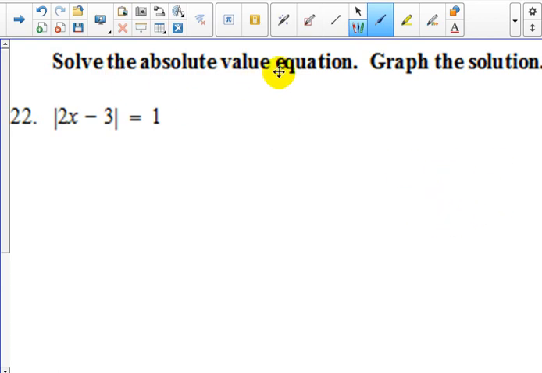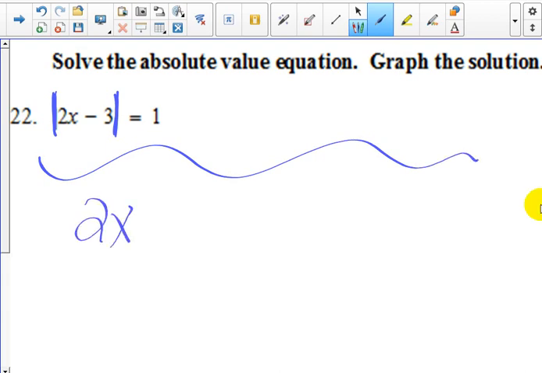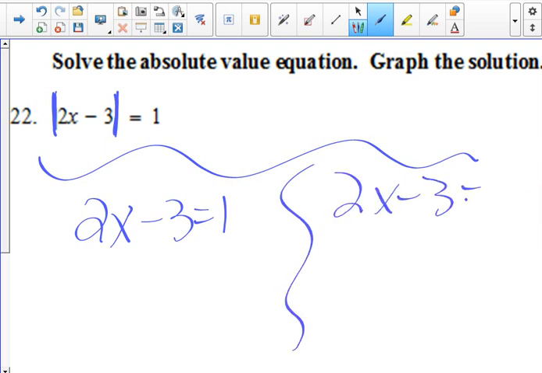22 says solve the absolute value equation, graph the solution. So the first thing you want to do is isolate your absolute value, and they've already done that. It's isolated. So now to remove those bars, the absolute value symbols, we have to solve this two ways. We have to solve this as a positive one, and we have to solve it as a negative one.